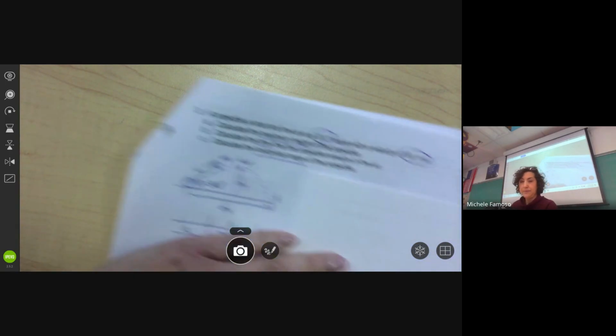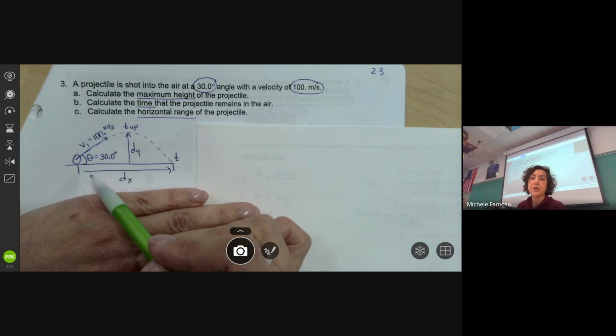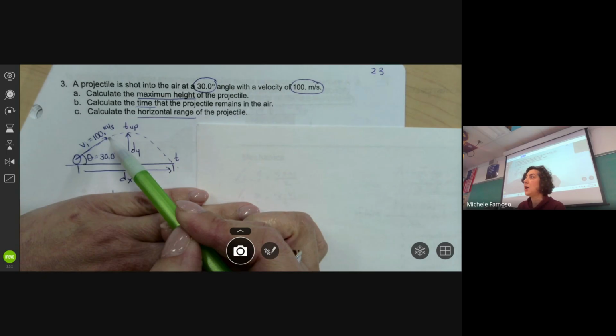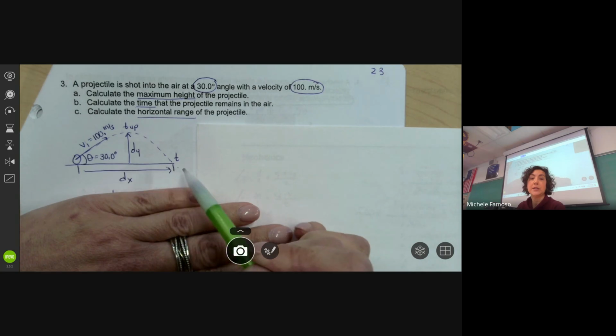So first thing, you should have made your sketch of this projectile being shot into the air at a 30.0 degree angle. So here is my sketch where I show the dx, the dy, the vi is 100 meters per second. The angle is 30.0 degrees. We have our time t here where it lands.